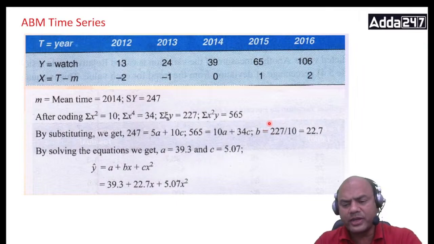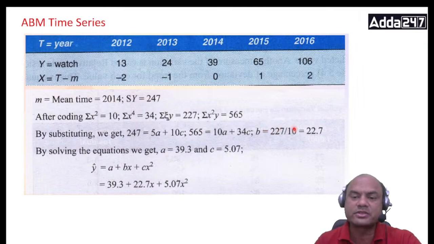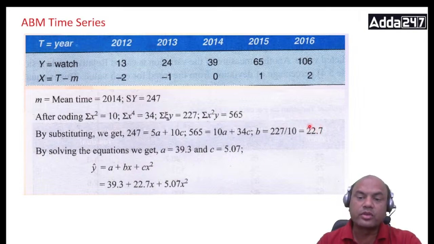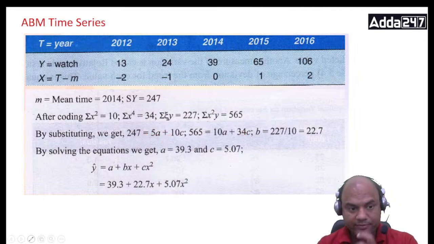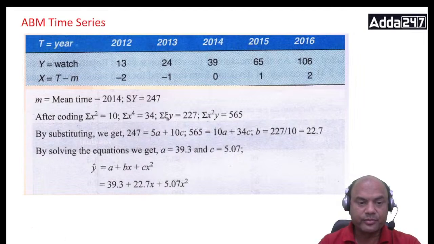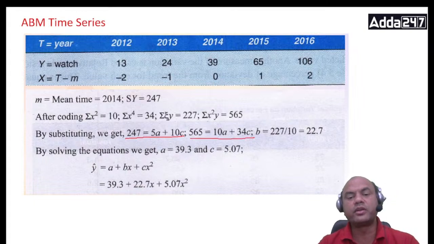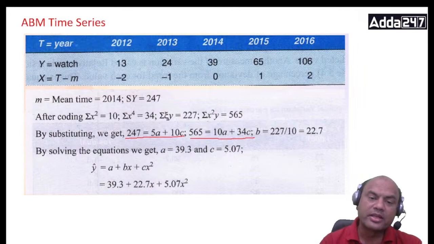What is b? b is very simple: summation xy upon summation x square. Summation xy I know, 227, and summation x square is 10. So it is 22.7. So I've got b now. Now I want to find a and c. How to find a and c? Solve equation number 1 and equation number 2, and you will get a and c. How to solve this? This is basic, but again I'll do it.